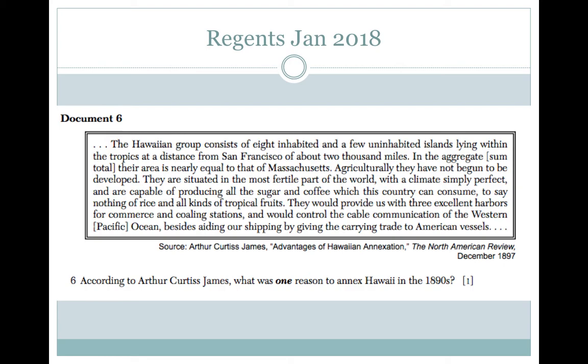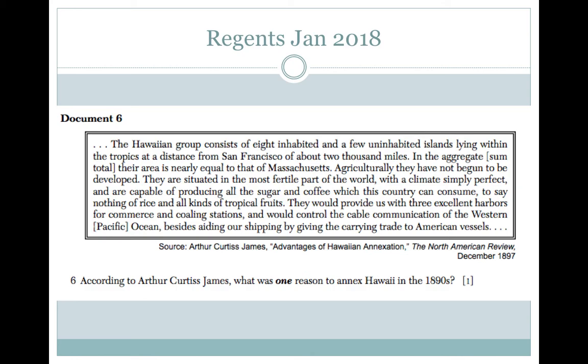So if you were to take, for example, the second sentence, tropics at a distance from San Francisco about 2,000 miles. Okay, well, one reason for the annexation, well, it was about 2,000 miles from San Francisco. That sounds like a good reason to take Hawaii, right? And if you keep reading, "In the aggregate, their area is nearly equal to Massachusetts. Agriculturally, they have not begun to develop." Whoa, there's some money involved there. So that's probably another good answer, right?